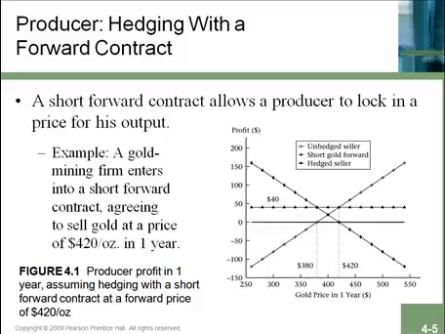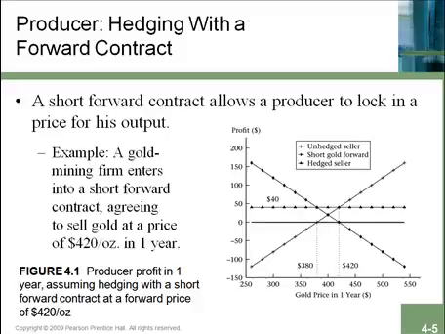So one very simple way to hedge would just be to use a forward contract and lock in the price right now. That way you don't have to worry about any of the fluctuations between now and then. For example, gold diggers might agree through a short forward contract position to sell gold, the quantity that it's going to produce, at $420 per ounce 1 year from now. If it does that, then that effectively locks in a guaranteed profit of $40 an ounce no matter what happens.